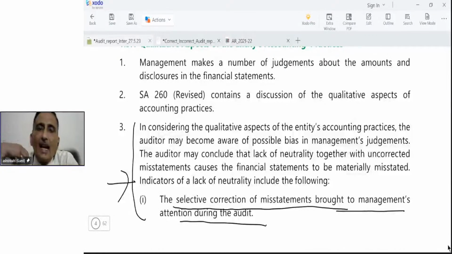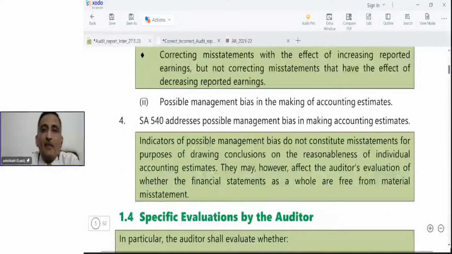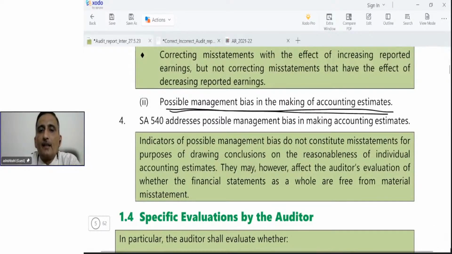Say I, as an auditor, have pointed out certain misstatements to the management. But what the management is doing is, out of say 10 misstatements pointed out by me, they are correcting only 5 which are beneficial to them, which are increasing the profit, but the 5 which have a negative effect on profits, they are not correcting. So this way they are only selectively correcting misstatements identified during the course of audit. This also has to be evaluated by the auditor, along with possible management bias in making of accounting estimates, which I have already discussed with you.